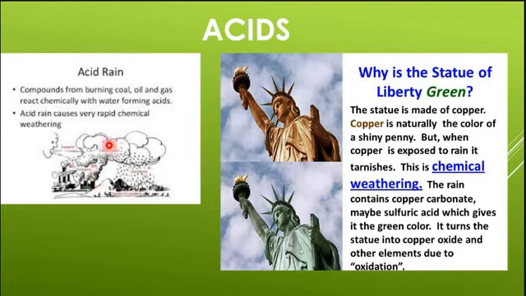Now, with regards to acid, ito, just for the sake of discussion lang naman, no? Ayan, maisingit lang din. Ayan, so we have acid rain. Now, acid rain, so compounds from burning coal, oil, and gas react chemically with water forming acid. And acid rain causes very rapid chemical weathering. Now, let's take as an example itong Statue of Liberty. Now, why is the Statue of Liberty green? Bakit nga ba green? Now, the Statue of Liberty is, baka hindi nyo alam, made up of copper.